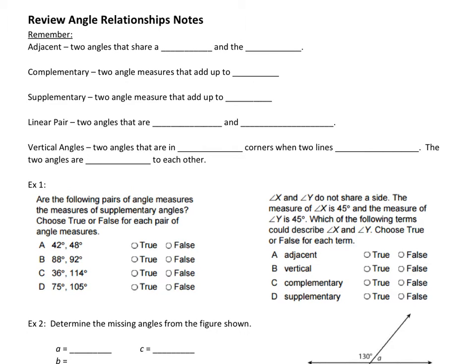In these notes, we're going to review some of our angle relationships we've talked about previously, and then we're going to build upon them. So with the first one, we have adjacent. So we know that adjacent means we have two angles that share a side and the vertex. And there is a picture that would go with it.